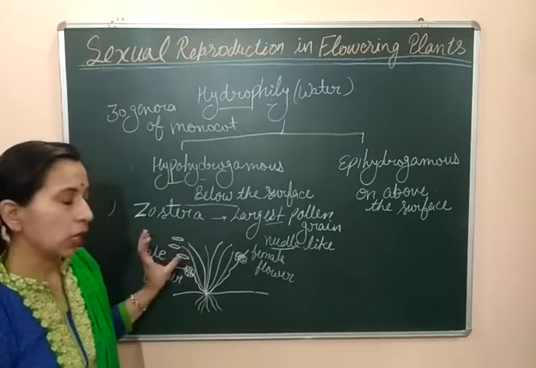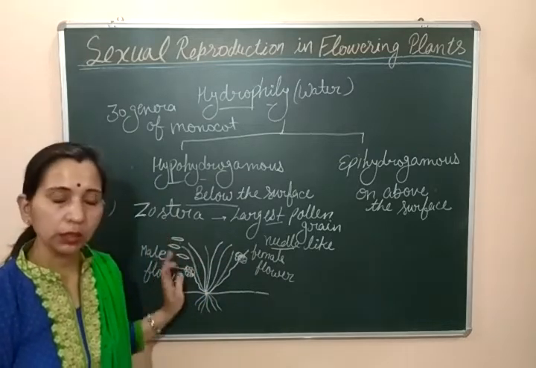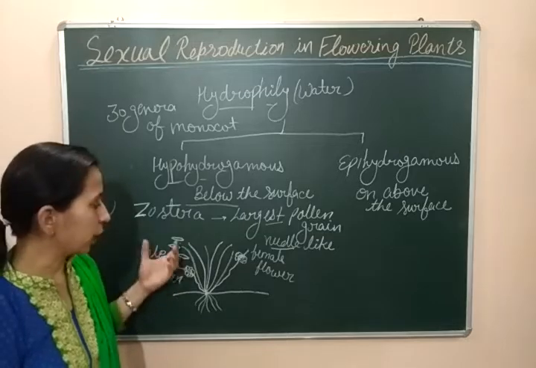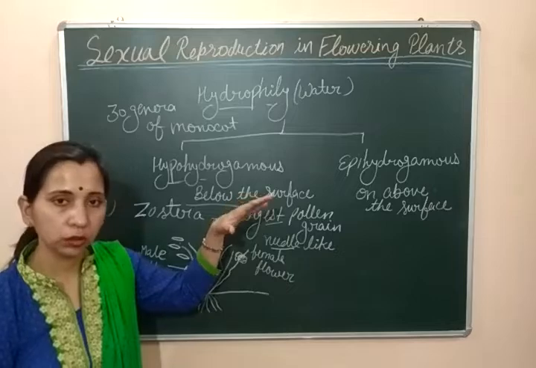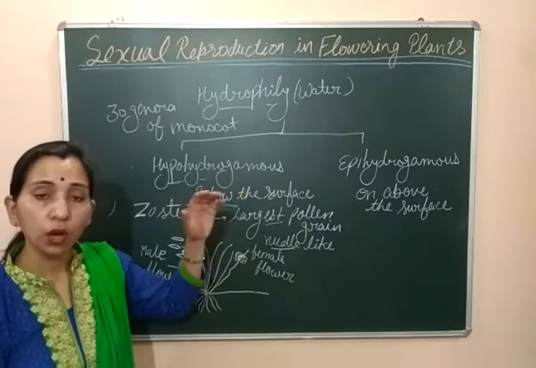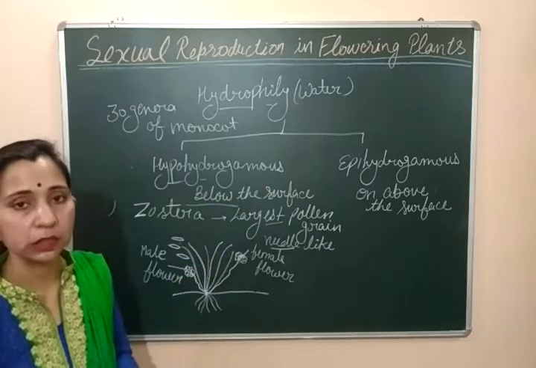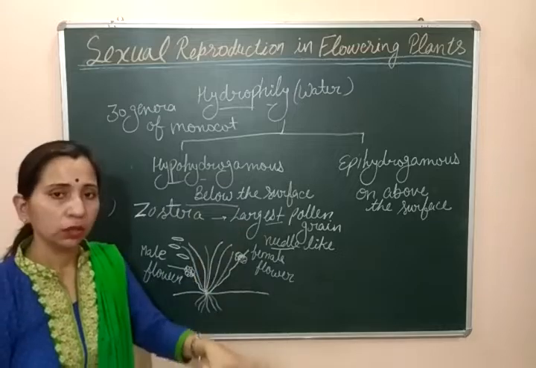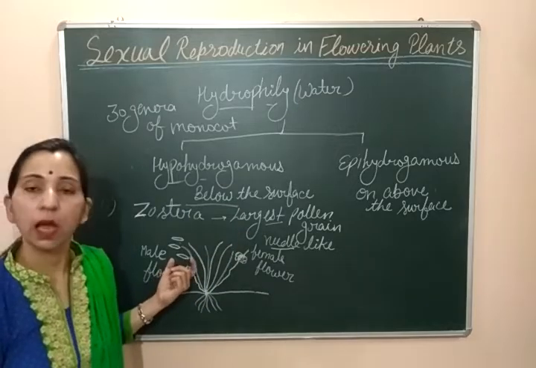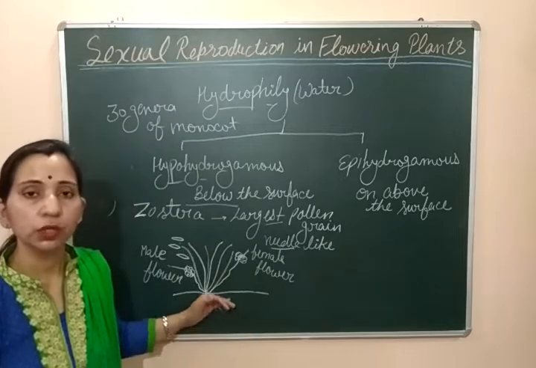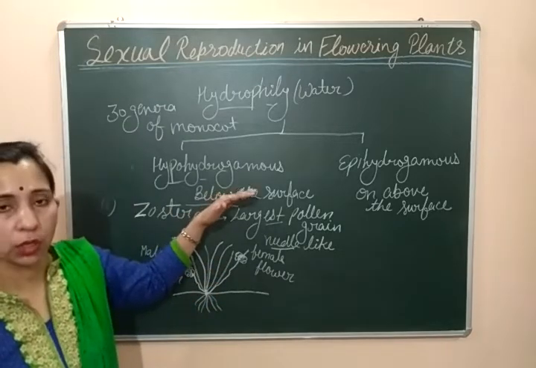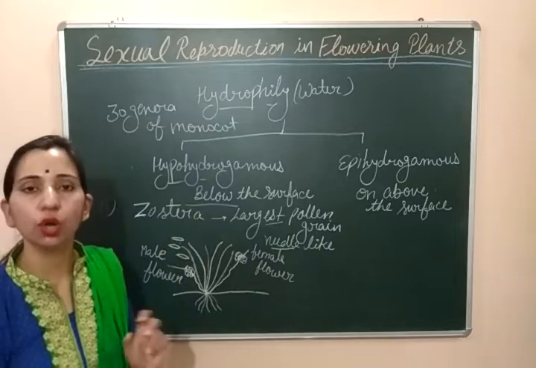After release, if the pollen grains are light in weight, then they will come onto the surface of the water. Or if they are heavier, then they will sink down. If they are heavy they will settle down in the water, and if they are light they will float on the surface of the water. In that condition, pollination is not possible.